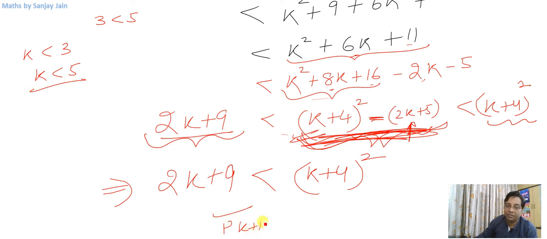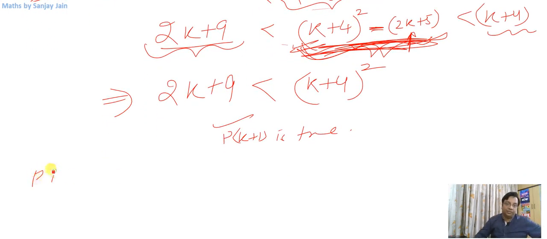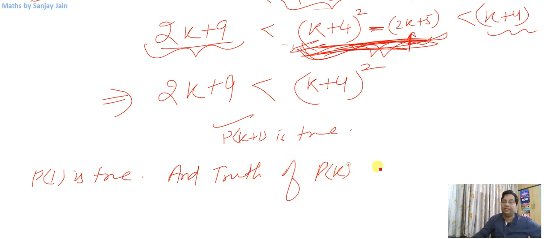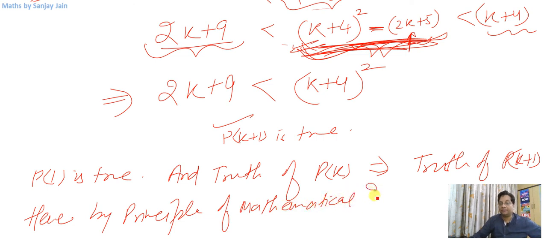So p of k plus 1 is true. Hence p of 1 is true. This is what we have shown, and truth of p of k implied the truth of p of k plus 1. Hence, by principle of mathematical induction, p of n is true.